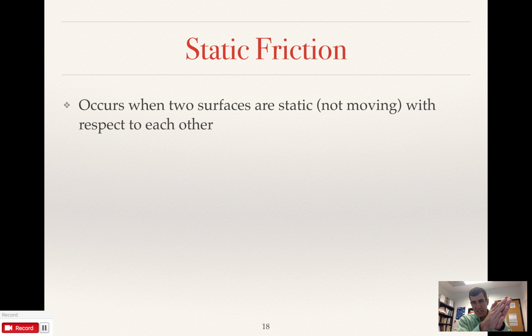So my hands are stuck together. I'm actually trying to move my hands a little bit, but they don't move, and they don't move because of static friction. So they're not sliding across each other, they're at rest with respect to each other. So the equation for static friction looks very similar.